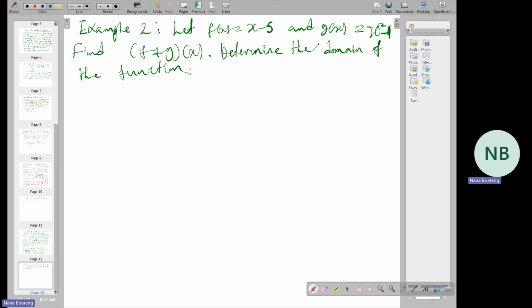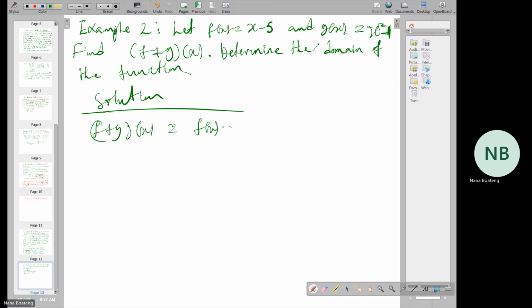All right, so the solution is f plus g of x is equal to f of x plus g of x. So this equals x minus 5 plus x squared minus 1, and this becomes x squared plus x minus 6.